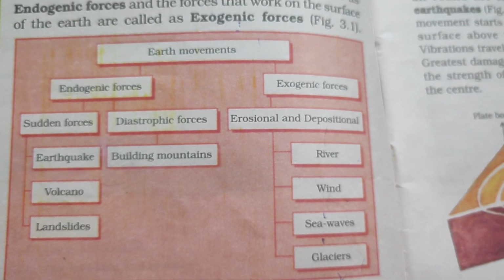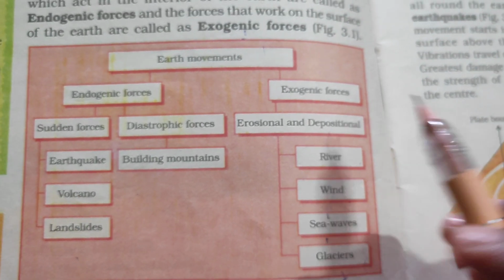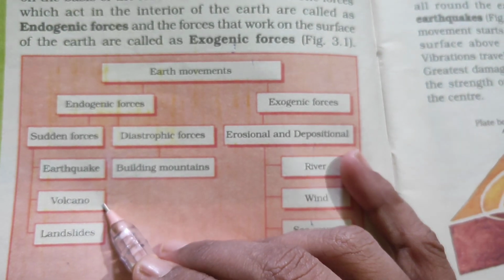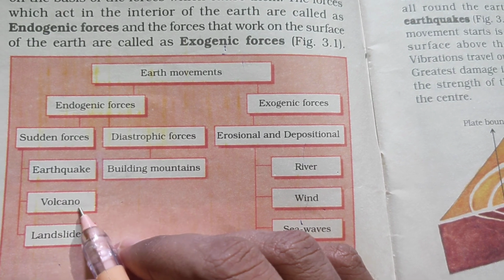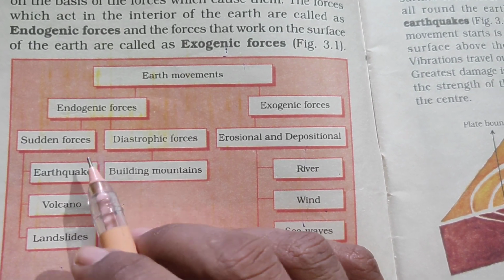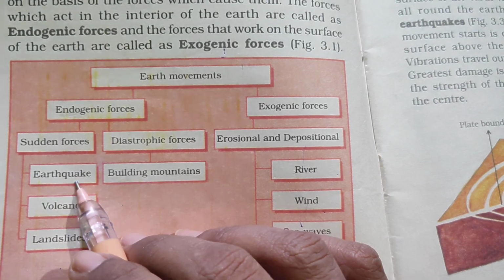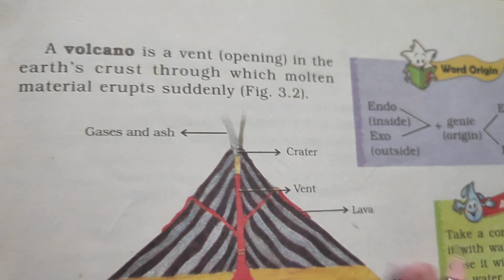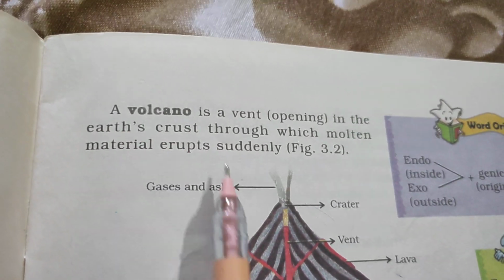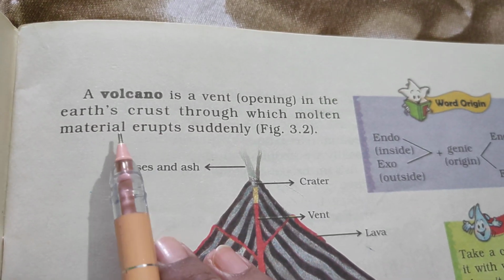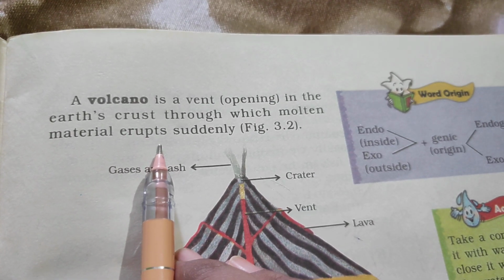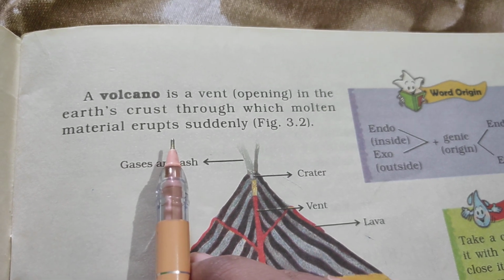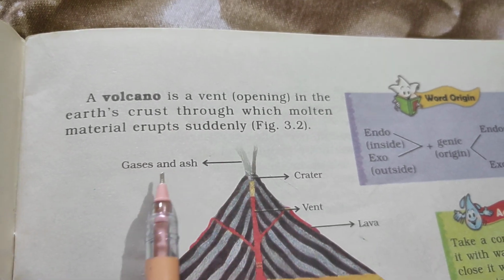So students, in this video we will discuss examples of endogenic forces, volcano and earthquake. We will discuss volcano and see the case study of earthquake here. So now let's see what is a volcano. A volcano is a vent or opening in the earth's crust through which molten material erupts suddenly. The molten material erupts all of a sudden from this opening.